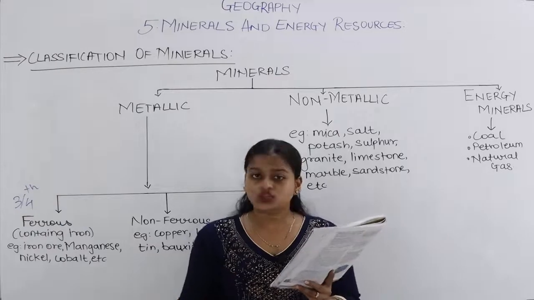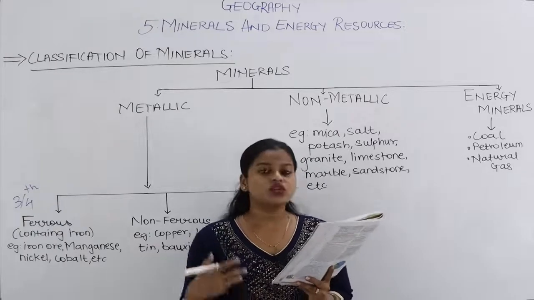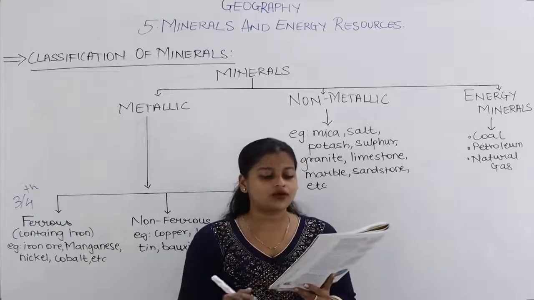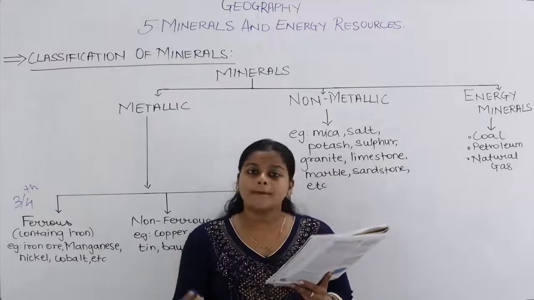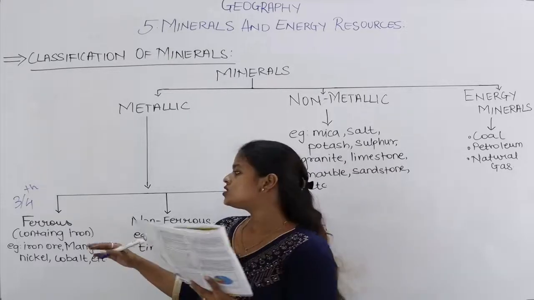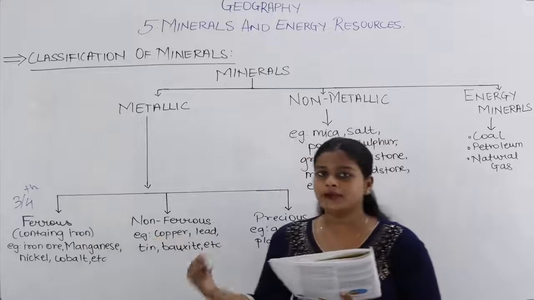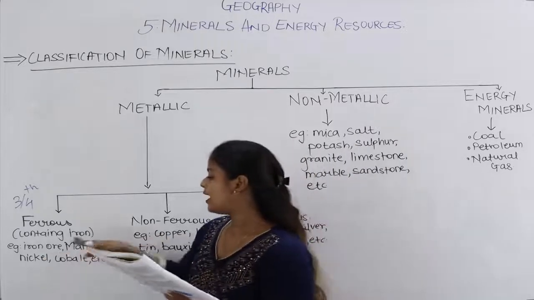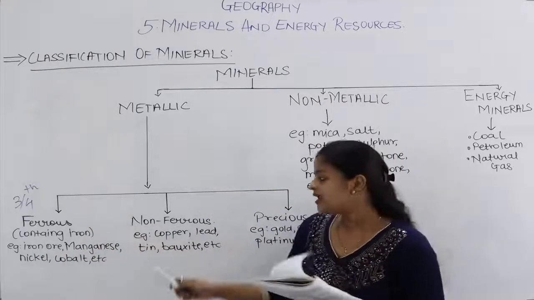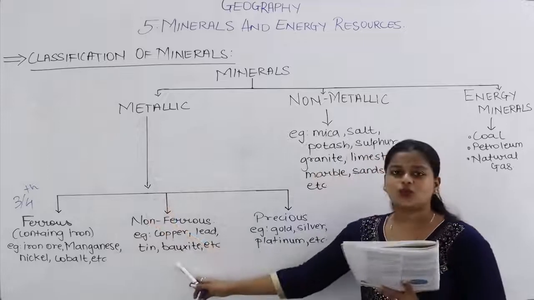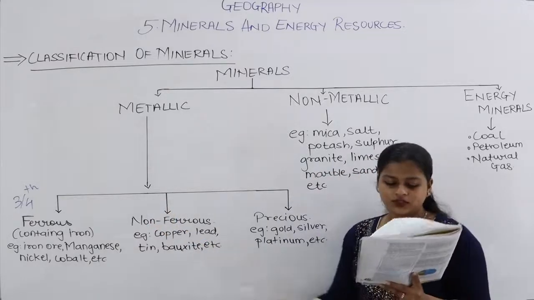Also, manganese is used in manufacturing bleaching powder, insecticides, and even paints. So this was about the ferrous minerals. We spoke about iron ore and manganese. Next, we will hop on to non-ferrous minerals.